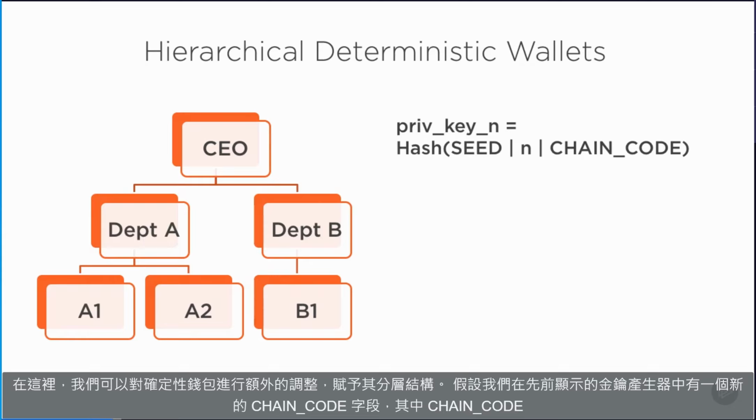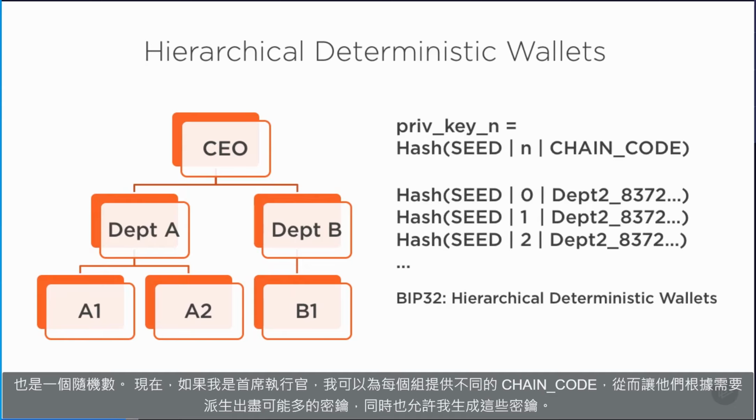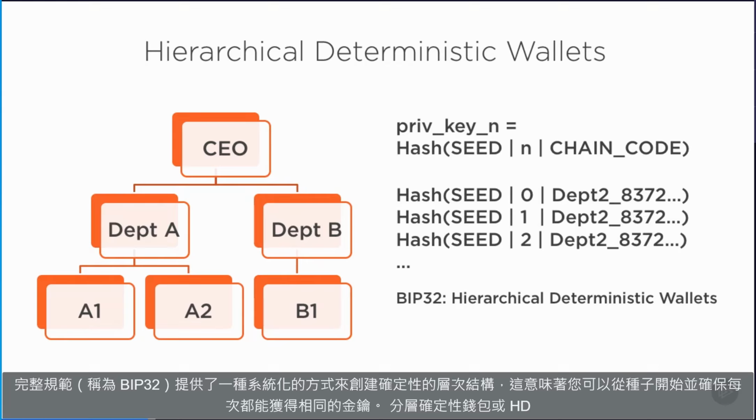Suppose we add a new chain code field to our key generator shown before, where that chain code is also a random number. Now, if I'm the CEO, I can give each group a different chain code, thereby letting them all derive as many keys as needed, but also allowing me to generate those keys. The full specification, known as BIP32, provides for a systematic way to create hierarchies that is deterministic, meaning you can start from the seed and be sure you're going to get the same keys out every time.